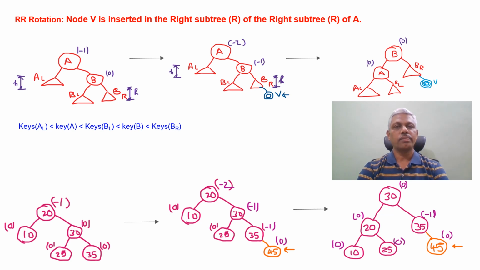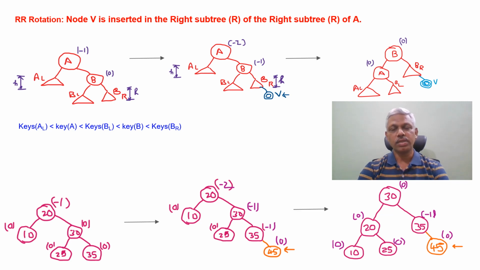Here we assume that the height of AL is H, and the heights of BL and BR are H. If we calculate the balance factor at B, BL having height H, the left and right subtrees are H plus 1 and H plus 1, so the balance factor is 0. And at A, the left side is H plus 1, the right side is H plus 2, so the balance factor is minus 1. Now, a vertex V is added in the right subtree of B, BR, so that it is added in the right subtree of A.